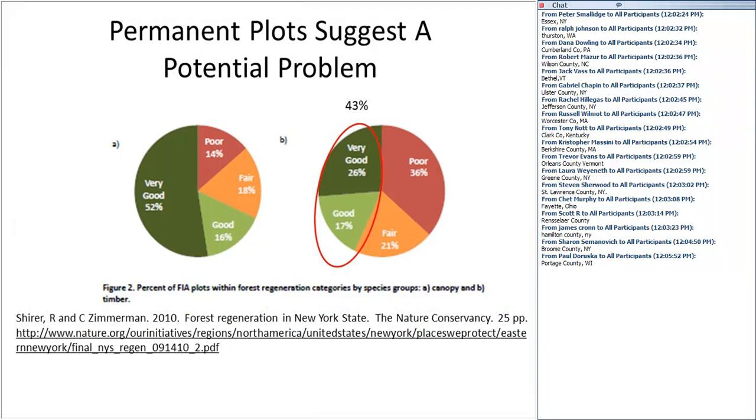The Nature Conservancy created an index where they evaluated the probability, the potential for plots, percentages of area within New York State to regenerate. And the pie chart on the left is looking at all canopy species. And on the right, it includes timber species, so it includes species such as American beech. What they found when they looked just at the timber species, that the percentage of regeneration was less than half. It was 43% rated as good or very good.